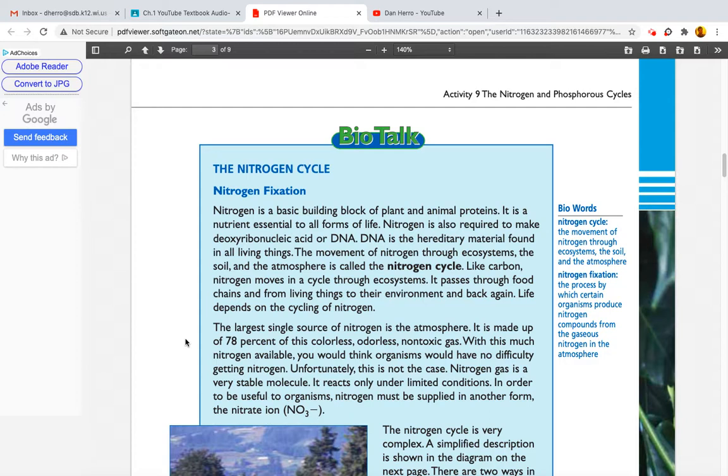Nitrogen gas is a very stable molecule. It reacts only under limited conditions. In order to be useful to organisms, nitrogen must be supplied in another form, the nitrate ion.